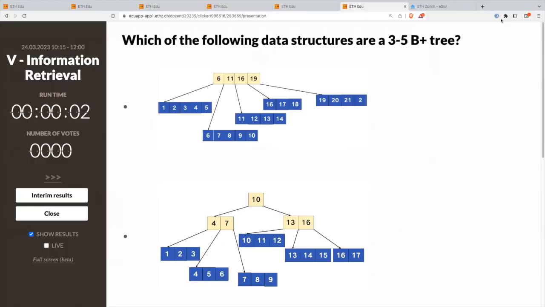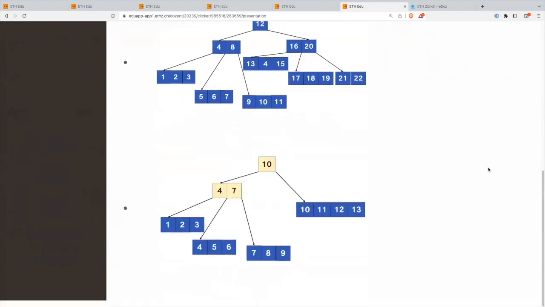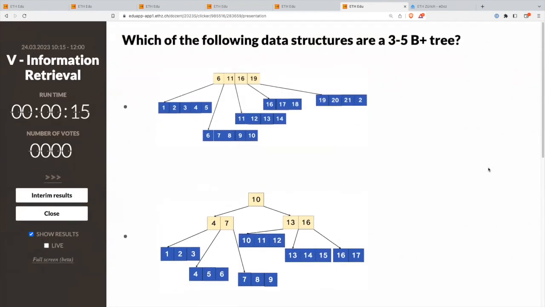These are trees, whatever they are, and some of them are 3-5 B plus trees, and some others are not. So I'm asking you to let me know which ones, multiple answers possible, are 3-5 B plus trees and which ones are not. So I'm going to display two at a time. I'm showing you the first two right now. Maybe you see them on the phones, but it might be a bit small. So then I'll scroll down to show you the other two. So you can already look at these two.